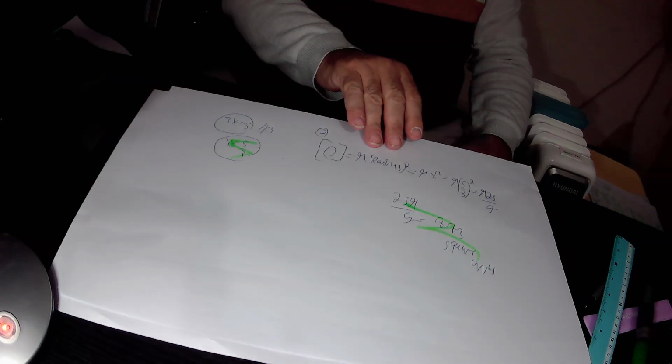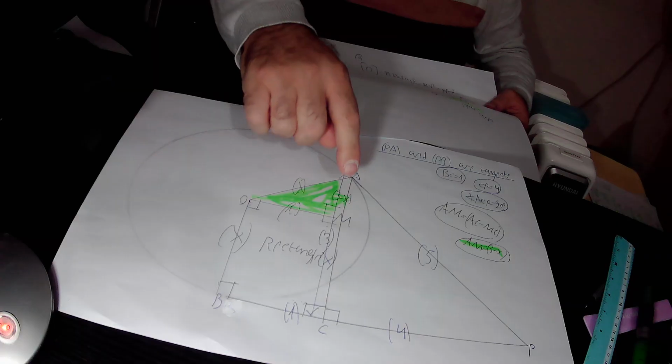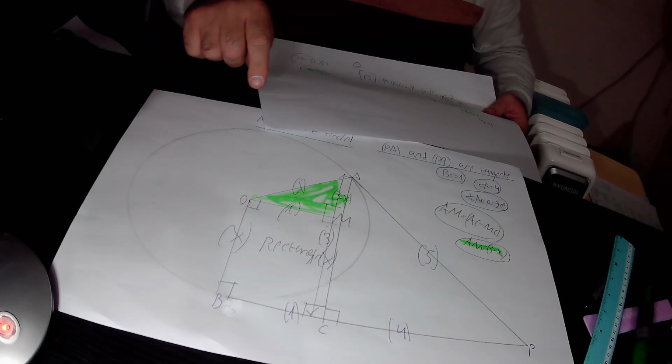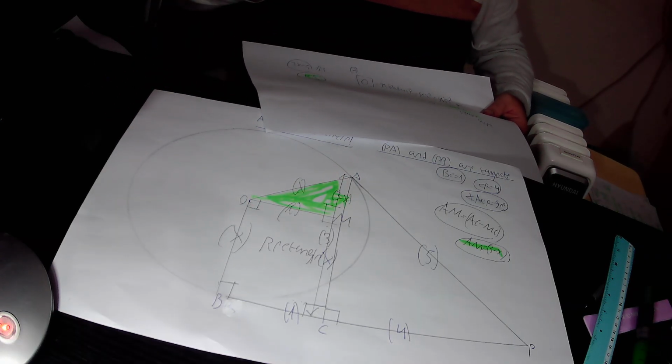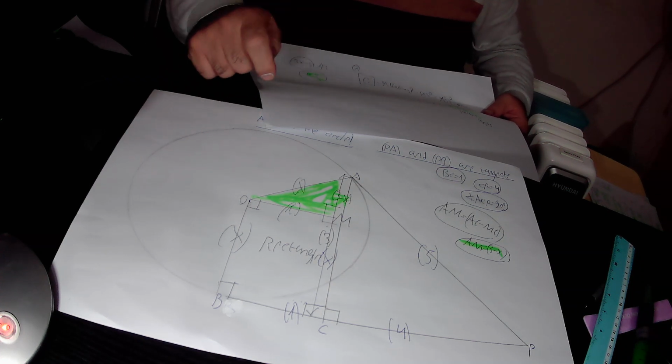So in total, the area that we are looking for in this question, that is the area of this circle, equals 25 pi over 9 square units. So in terms of numbers, the area of this circle equals 8.73 square units.